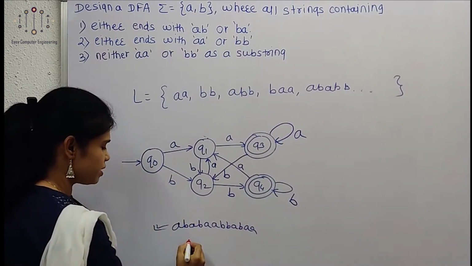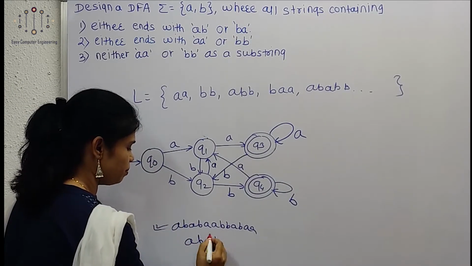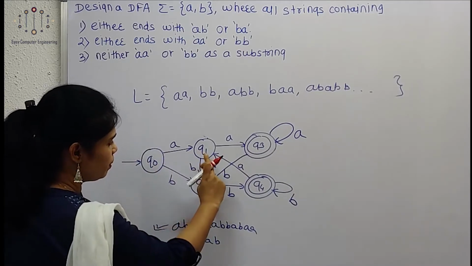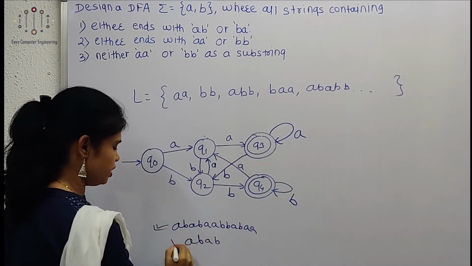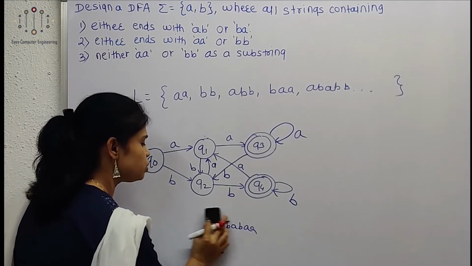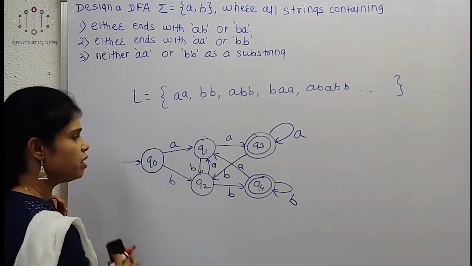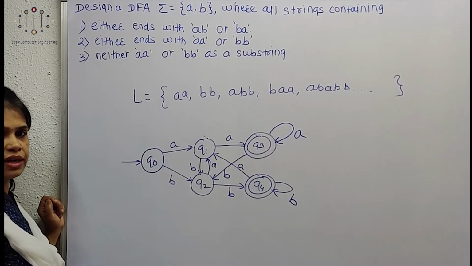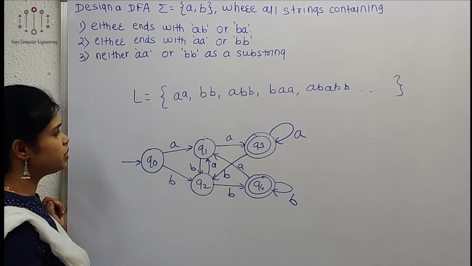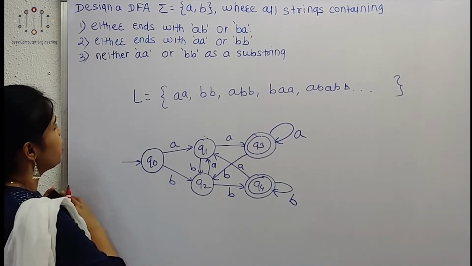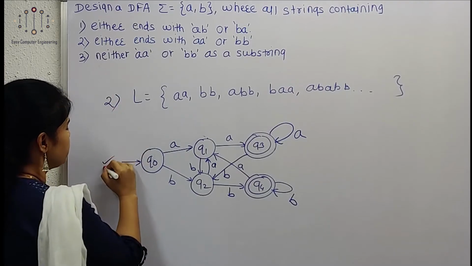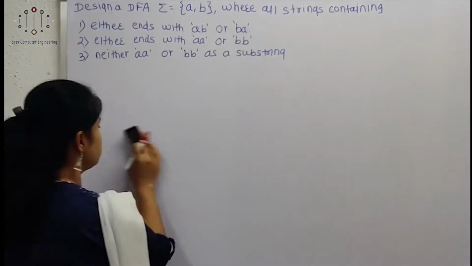Let us consider one more: A, B, which is rejected. So in this way, we can show acceptance and rejection of a string with the help of transitions. So this is the answer of the second DFA. We will solve the third example.